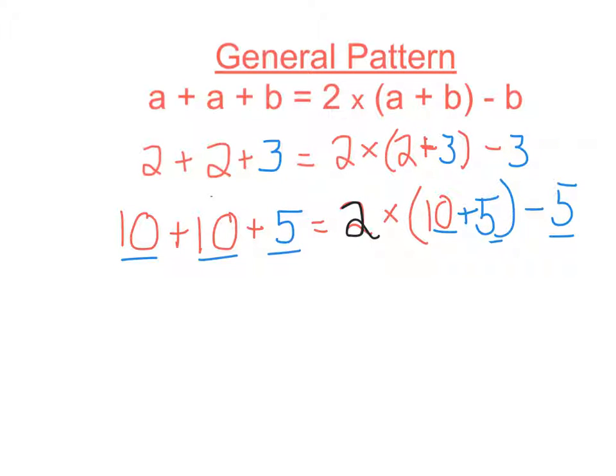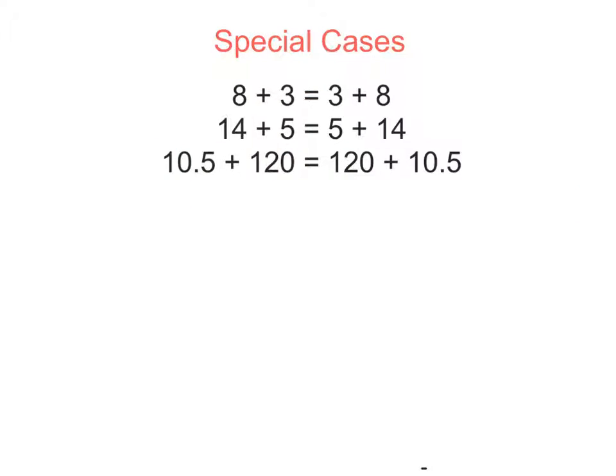Let's take a look at going in the opposite direction, taking a special case and making it a general pattern. So here I have some special cases for a general pattern. I see I have 8 plus 3 equals 3 plus 8, 14 plus 5 equals 5 plus 14, and 10.5 plus 120 equals 120 plus 10.5. Let's go ahead and see if we can put this in terms of a general pattern that uses variables.